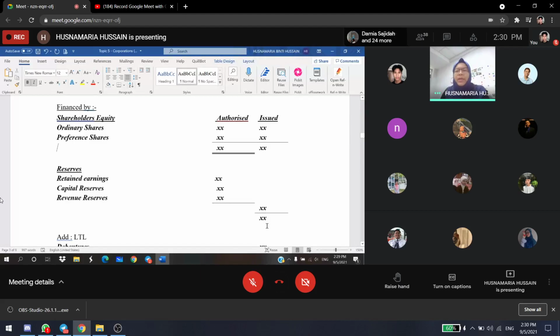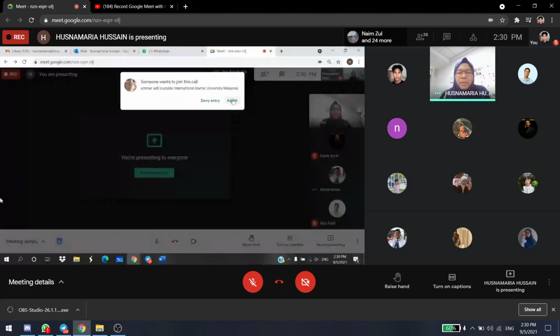of the company. Because sometimes, okay, in exam, we don't ask you to do the full format of the SOFP. Okay, we ask only the owner's equity. Okay, so bila dia kata owner's equity, meaning shareholders equity plus reserve. Okay, so that is owner's equity, alright.